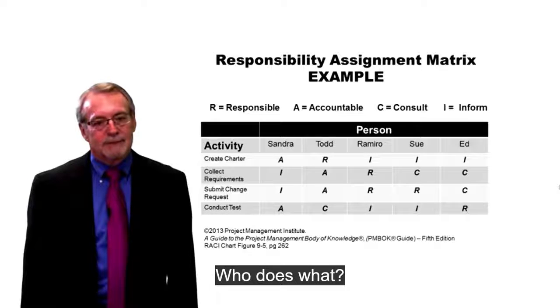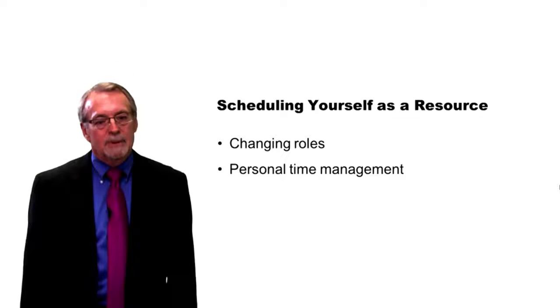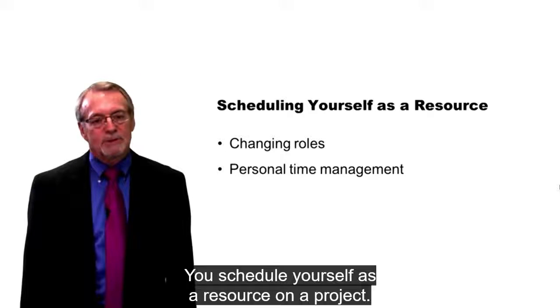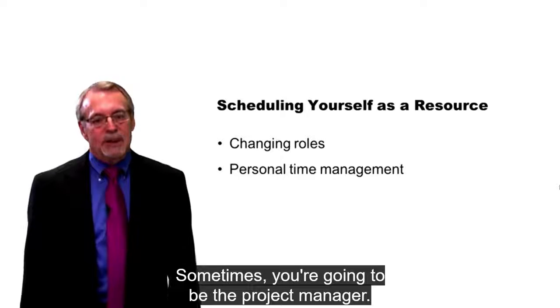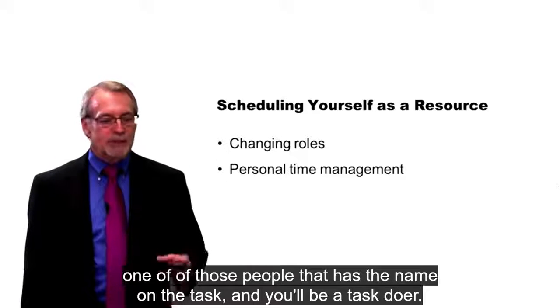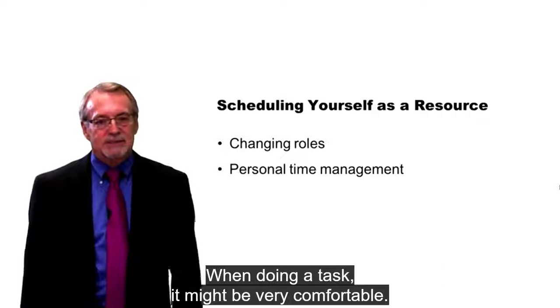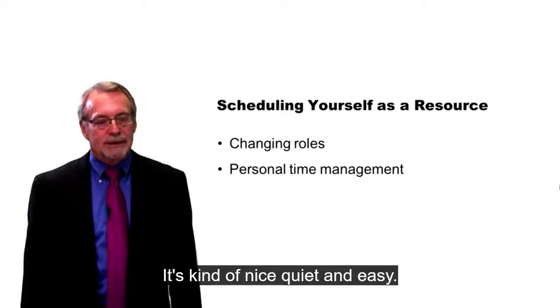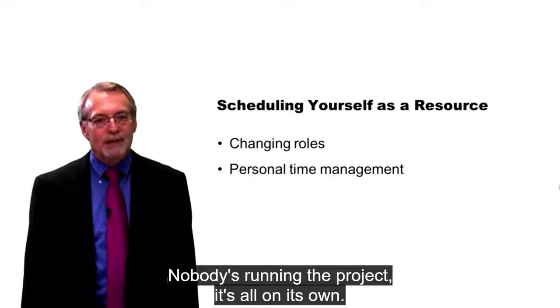Who does what? How do different people get involved with different tasks? When you schedule yourself as a resource on the project, you're going to have changing roles. Sometimes you're going to be the project manager, and when you're actually doing one of the tasks, you're going to be one of those people that has a name on the task, and you will be a task doer. When you're doing a task that might be very comfortable, it's kind of nice and quiet and easy, doing this nice little thing here, nobody's running the project.